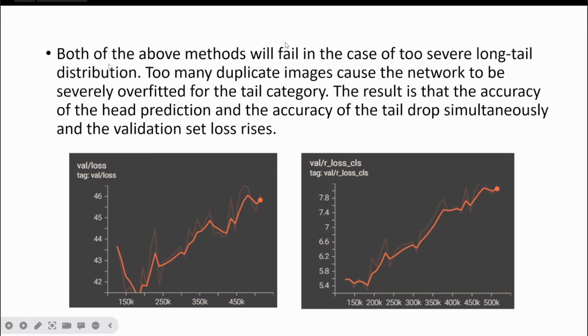We can see both of the above methods will fail in the case of too severe long-tail distribution. Too many duplicate images cause the network to seriously overfit the tail categories. The result is that the accuracy of the head prediction and the accuracy of the tail drop simultaneously, and the validation loss rises. You can see the rise in the plot.